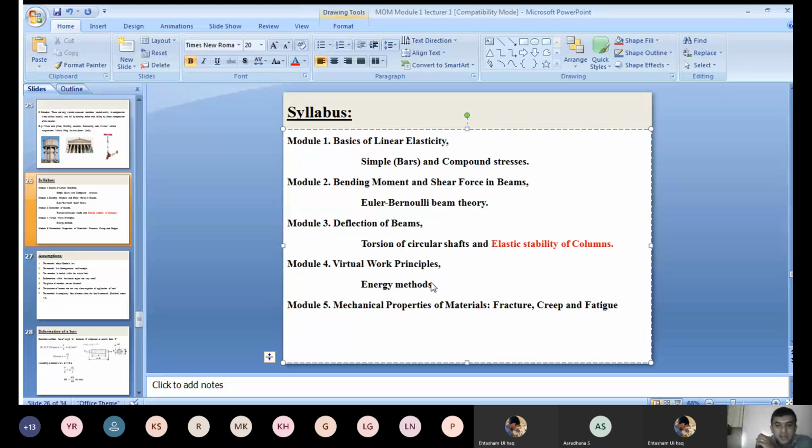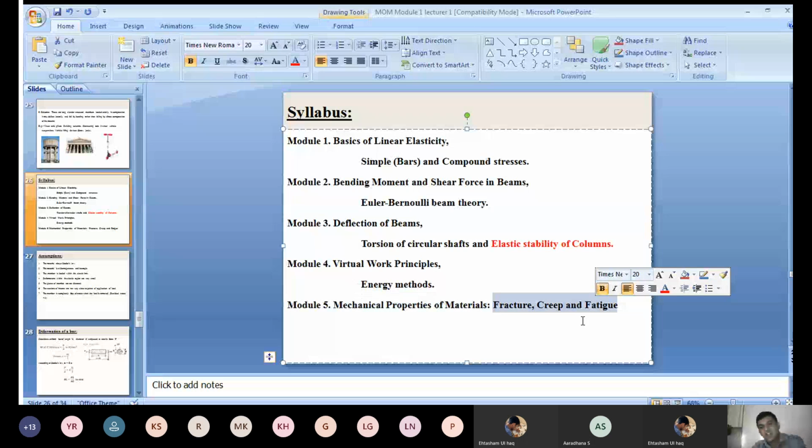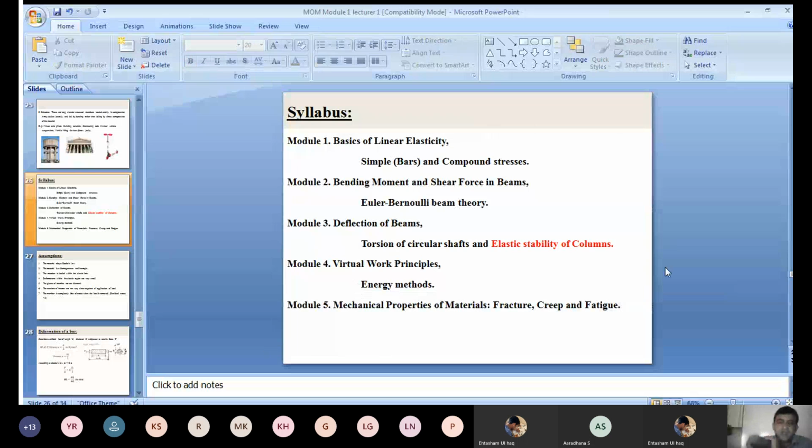Then the last module is the mechanical properties of materials. I think we already discussed these mechanical properties. In that, he mentioned only three properties: one is fracture, the second is creep, and the third is fatigue. Fracture is nothing but failure to do its intended function, right?